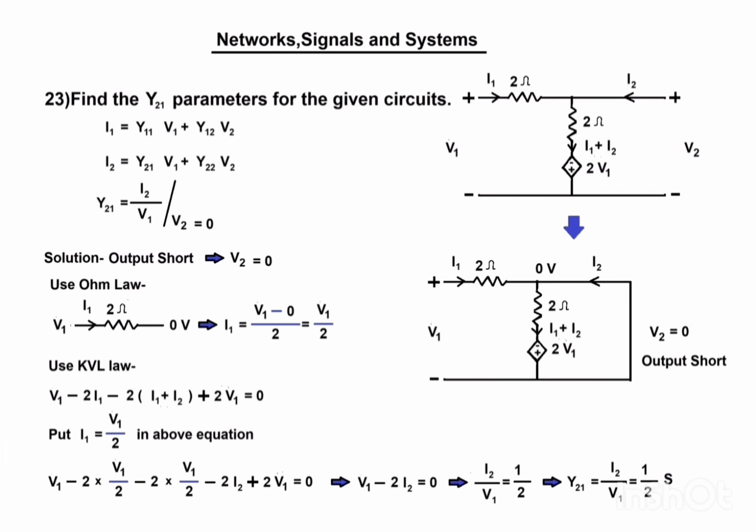After this we use here KVL law. So V1 minus 2I1 minus 2 under the bracket I1 plus I2 plus 2V1 equal to 0. You put in the above equation I1 equal to V1 upon 2. So V1 minus 2I2 equal to 0 and I2 upon V1 equal to 1 upon 2. So Y21 equal to I2 upon V1 equal to 1 upon 2 S.